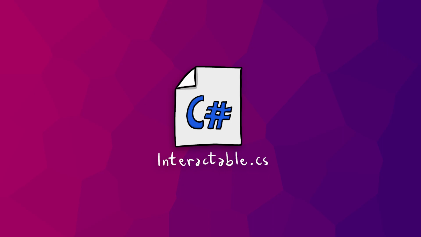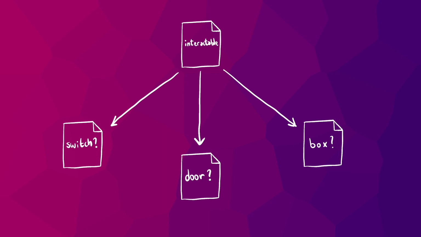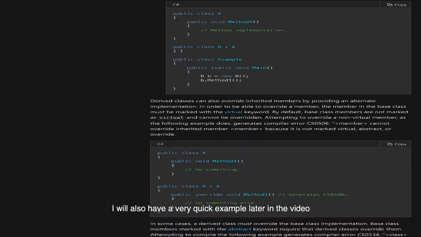Anyway, the interactable script is very simple, and I mean very, very simple. I'm just going to declare a new onInteraction public method in the class and write some behavior in it, like logging something to the console. And we're done! In your project, you might want to make it a base class, from which all interactive objects will inherit. If you have no idea what I'm talking about, I'll leave a link to the C# documentation about inheritance in the description.